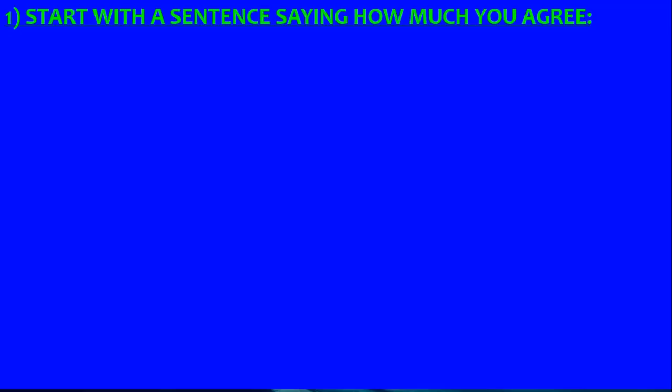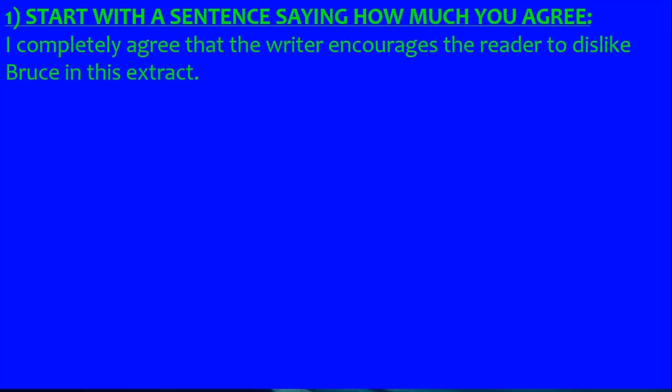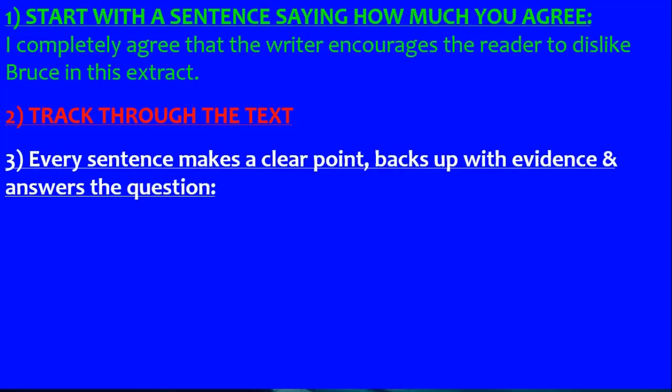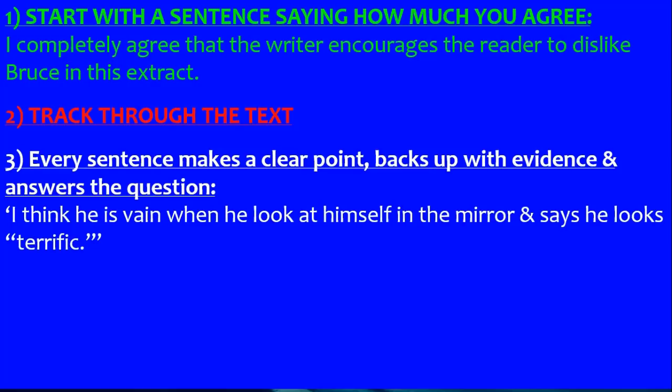Okay, so I would say start with a sentence saying how much you agree. So for example, I completely agree that the writer encourages the reader to dislike Bruce in this extract. Remember, the question is to what extent, so it'd be good to use a word like completely or utterly. Number 2, track through the text. What I mean by this is go all through the text using 9 or 10 quotes from the top all the way through to the bottom of the extract. Then every sentence make a clear point, backed up with evidence which answers the question. So for example, I think he is vain when he looks at himself in the mirror and he says he looks terrific. So I've said why I dislike him, and I've said the quote that's told me that, terrific.